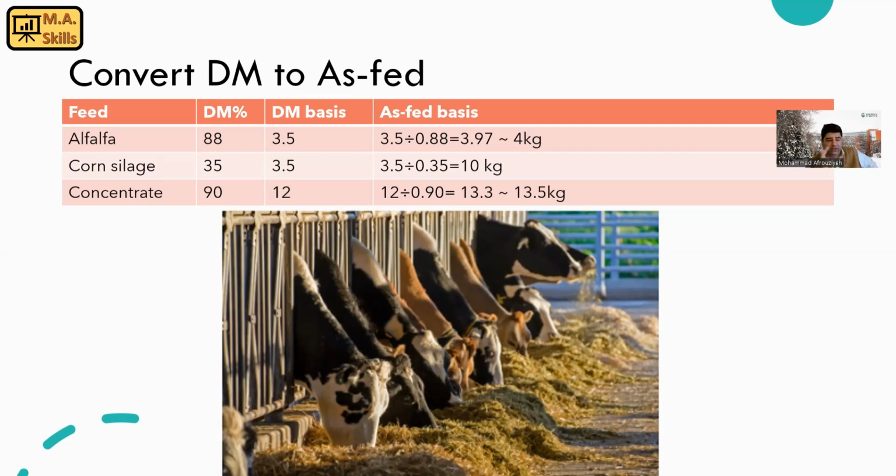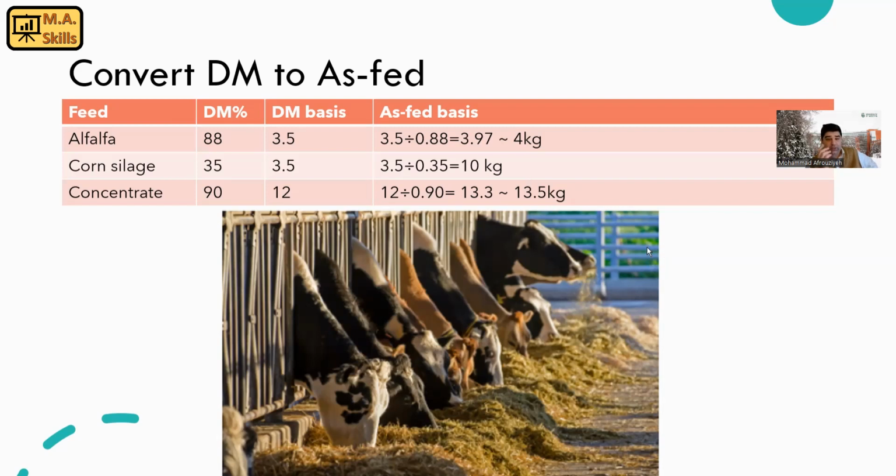And for the concentrate part, you need to calculate the average dry matter in your ingredients, like in barley, corn, cottonseed meal, sunflower meal in our case, but roughly dry matter percent of the concentrate part is 90%. That's why we just divide the amount of concentrate by 90%. It's going to give us 13.3, or round it to 13.5 kilos concentrate.